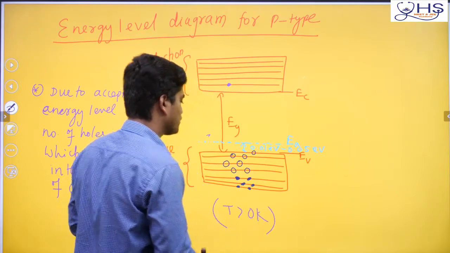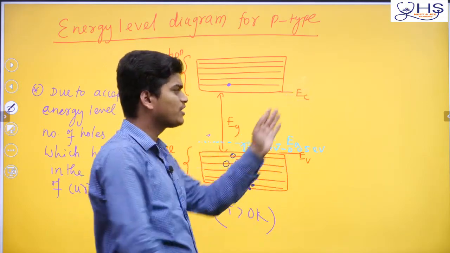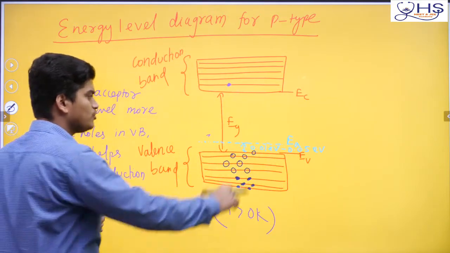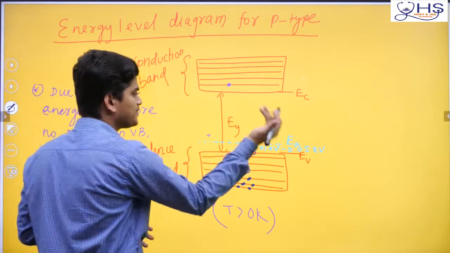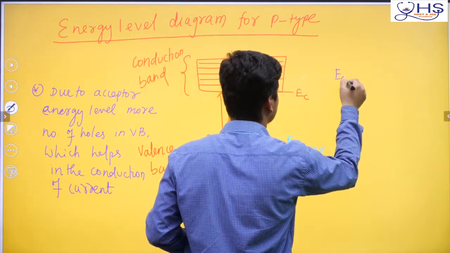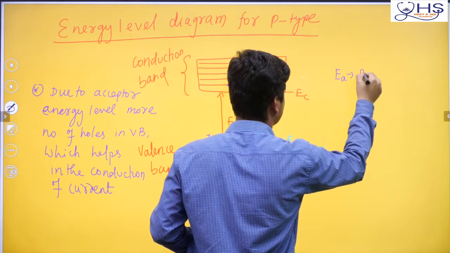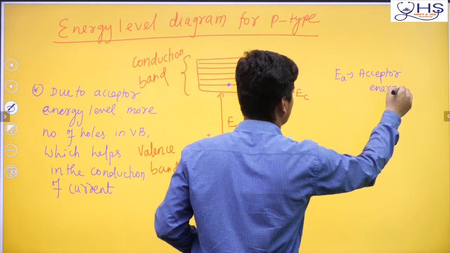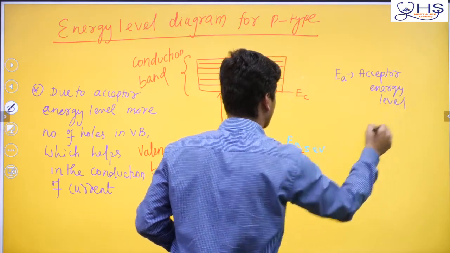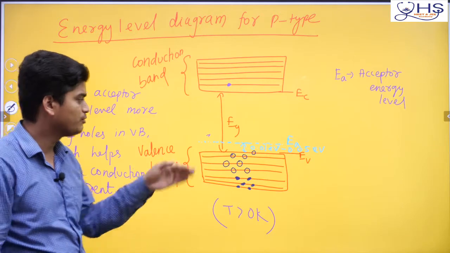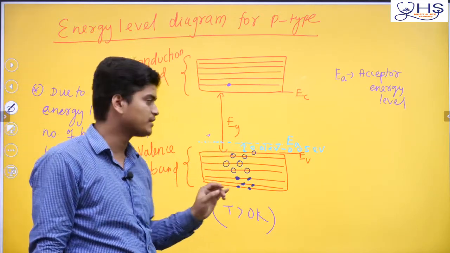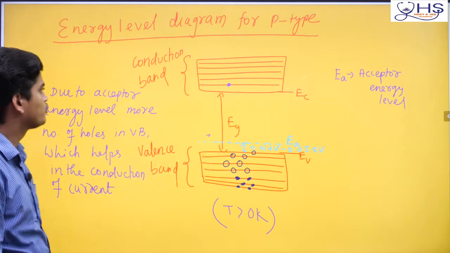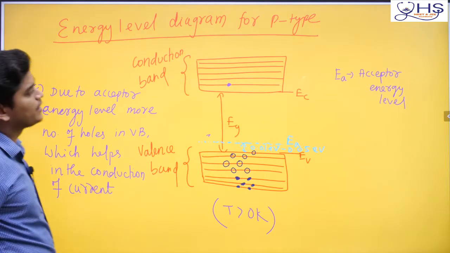Here you should write EC is the conduction energy level, EV is the valence energy level, EG is the energy gap, and EA is the acceptor energy level. Remember, when this ion accepts one electron, it becomes negative. The energy gap is very small, so the electron can go here, and then holes will be created. So this much idea you should write for that question.